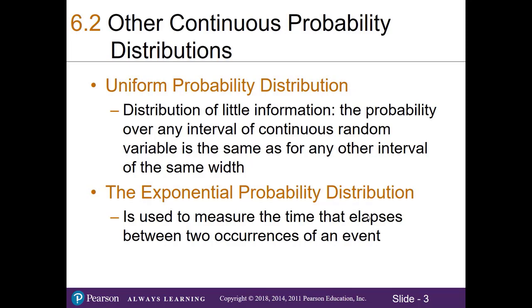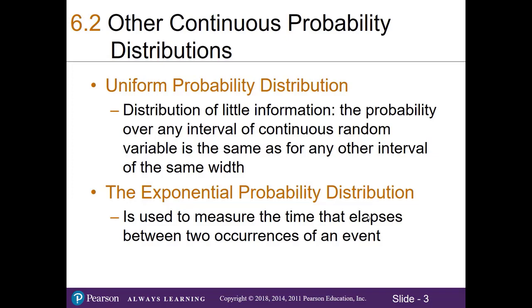In section 6.2, there are two other continuous probability distributions in the textbook: the uniform probability distribution and the exponential probability distribution. While we're not learning how to do the uniform probability distribution, it is useful to know what it is and where you might see it.